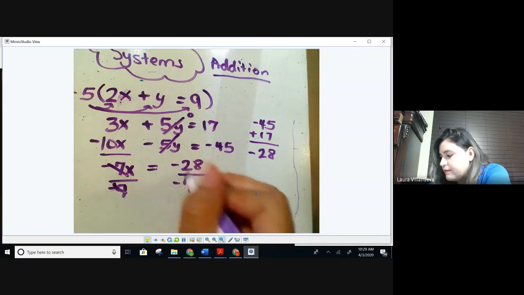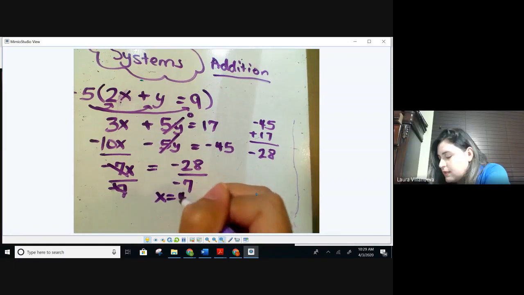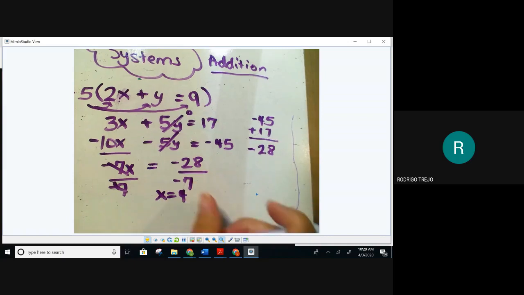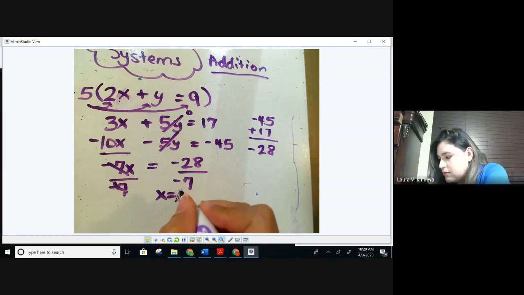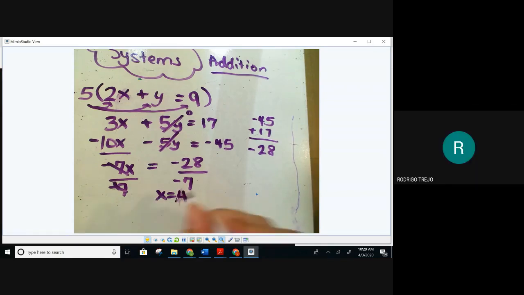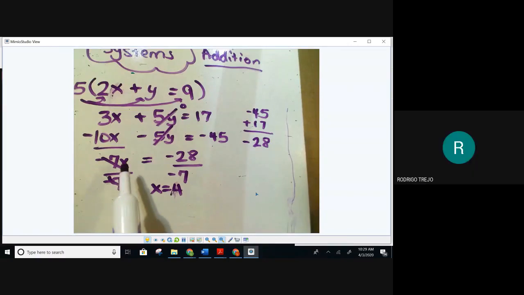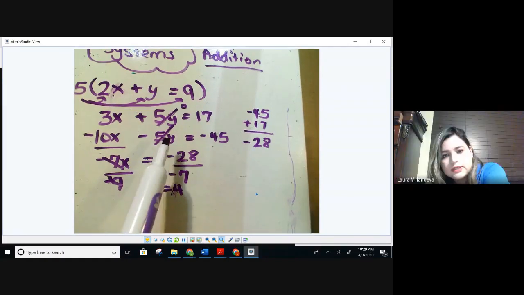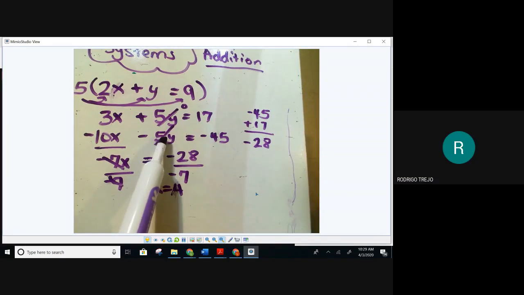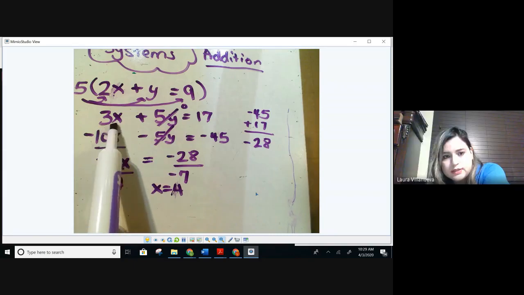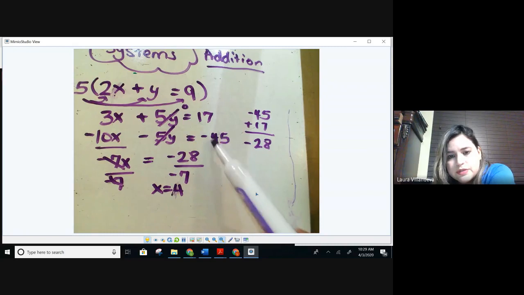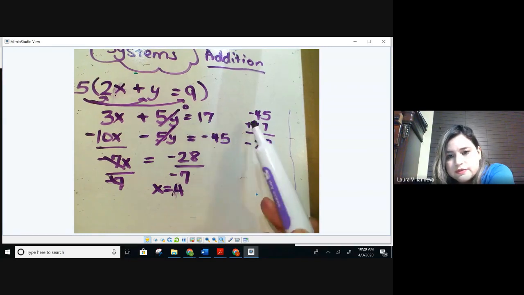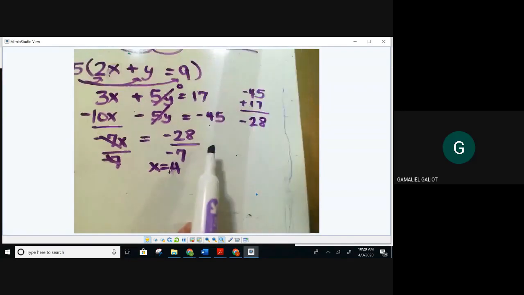Es Y, no es X. ¿Por qué le quitó 17 al 45? Es X. This X. La Y se canceló. Ah, ok. ¿Por qué le quité 45 a 17? Because this one is bigger than this one, so you have to subtract. Oh, ok, ya vi. Perdón.